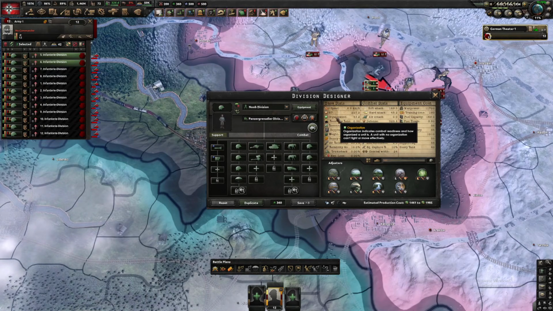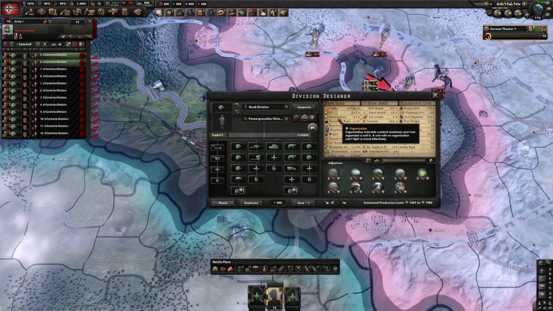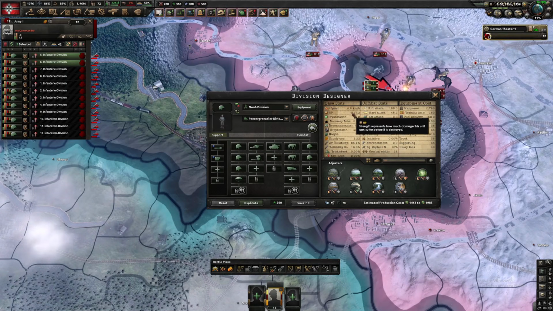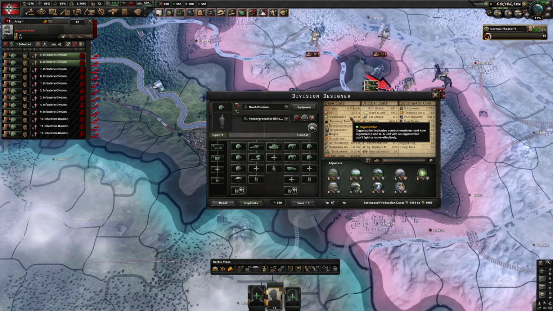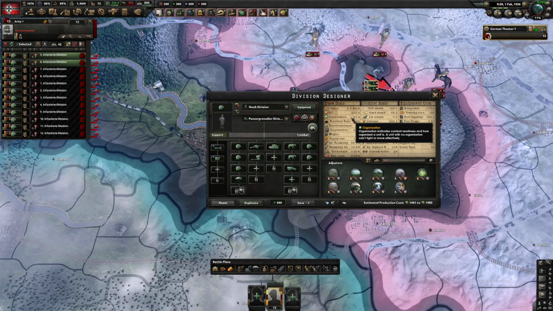People will tell you hard limits that you should always follow, but there is no such thing. The best thing I could give you is never go below about 150 HP on your line divisions, and never below 25 organization. There are, of course, some exceptions, which is why I don't like giving hard limits. But it should give you a better idea of what you should be aiming for.